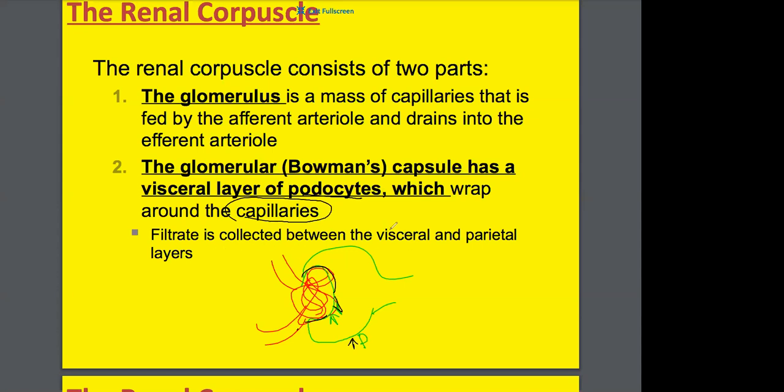The filtrate is collected between the visceral and the parietal layer. It is always called the filtrate from this point on. Whatever's left in the tubule is called the tubular filtrate. The tubular filtrate eventually will become urine.